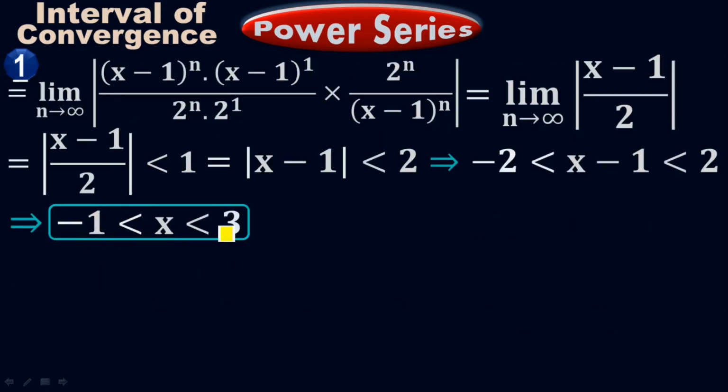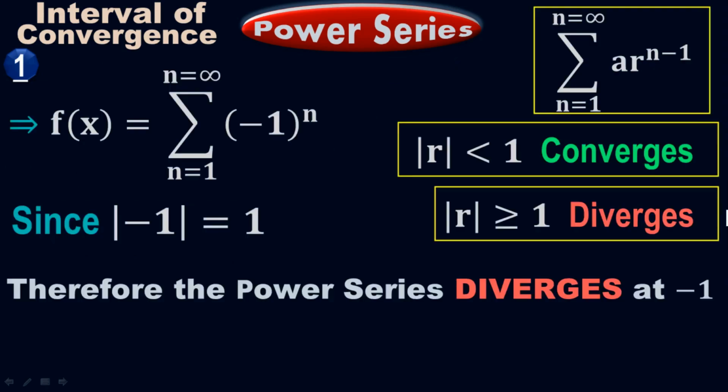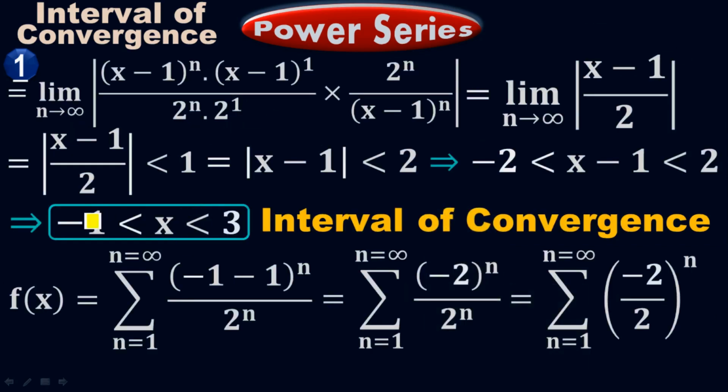This was my interval of convergence between negative 1 and 3. But we didn't know about the negative 1 and the positive 3, whether the power series converges or diverges. By plugging in x equals negative 1, we got that the power series diverges at negative 1 because according to the geometric series, our modulus must be less than 1. My negative 1, which is our r, has modulus equal to 1, not less than 1. Therefore, the power series diverges at negative 1. This is not this negative 1, not this negative 1, this negative 1.